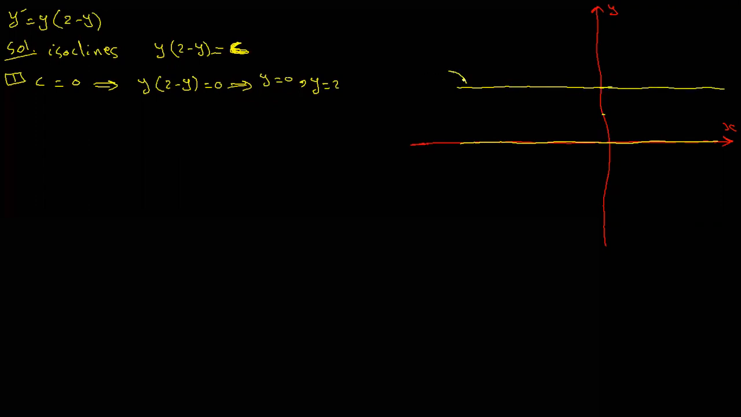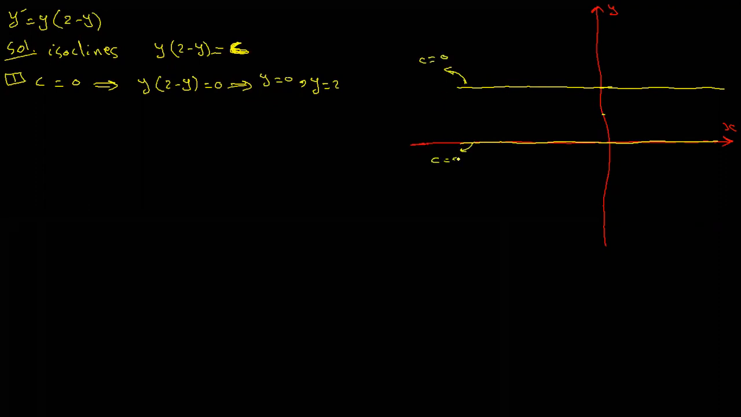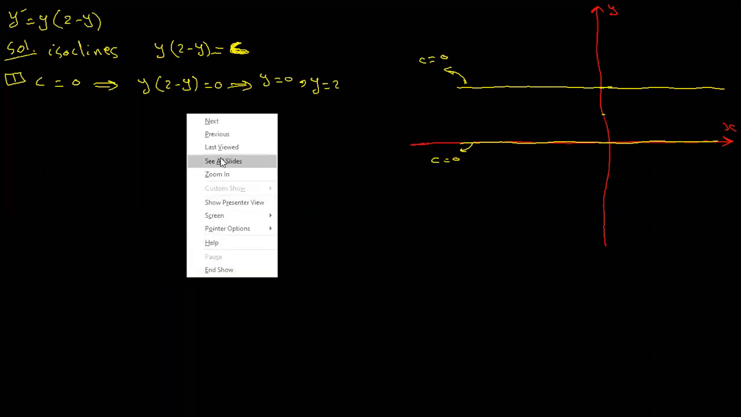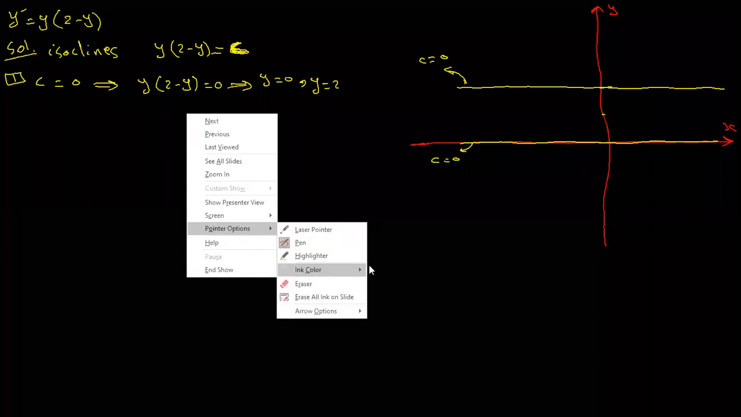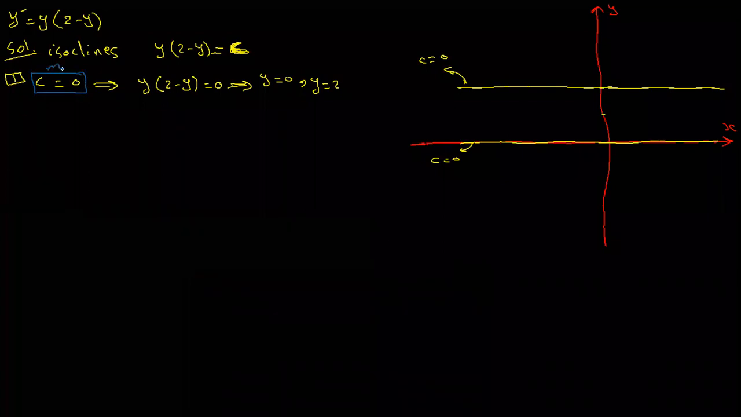Those two isoclines come from C equals 0. On both of them, I'm going to draw the slope field, line segments with slope equal 0, using the blue. So here my m is 0, also parallel to the x-axis. So my line segments are parallel to the x-axis.